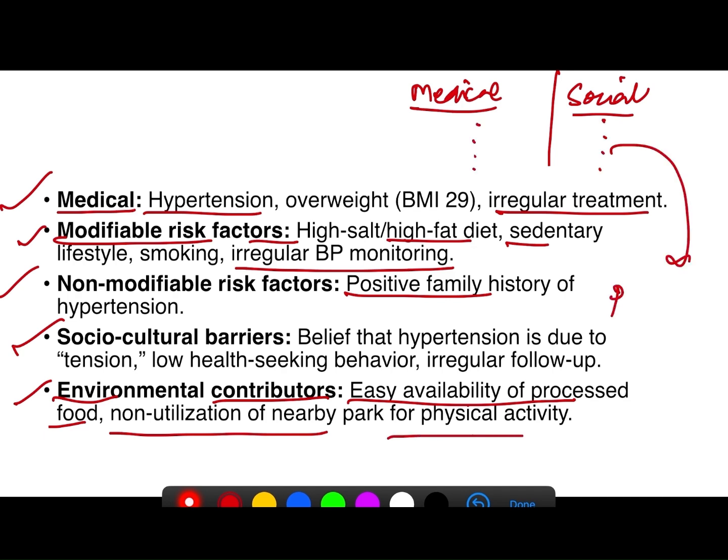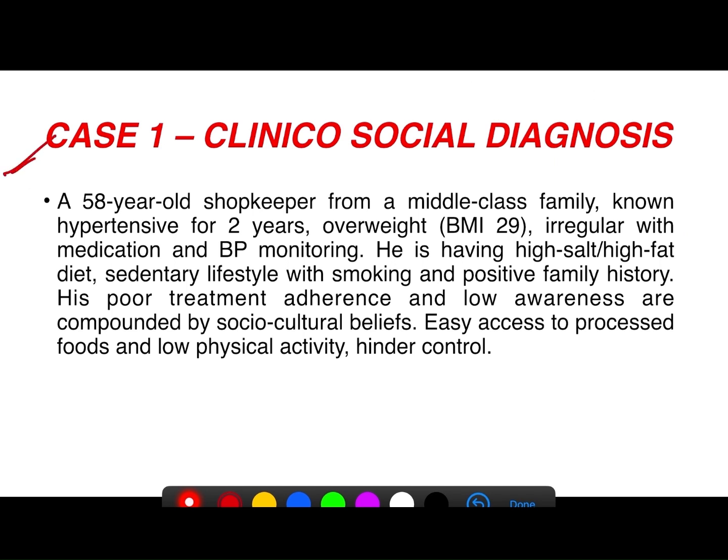So one step is to merge them in the form of a paragraph using small phrases. Like, we have framed the clinico-social diagnosis of this case as a 58-year-old shopkeeper from a middle-class family, known hypertensive for 2 years, overweight, irregular medication with monitoring. And you can see we have also included the social component. So what we have done here is merge the important points we have noted from our history.